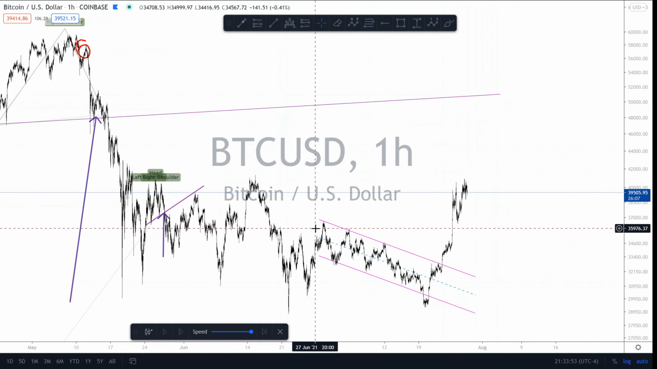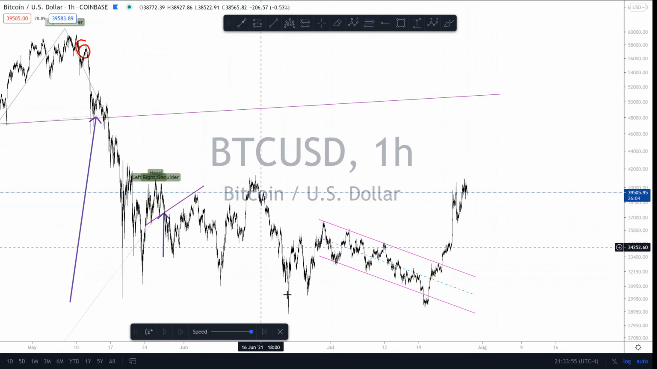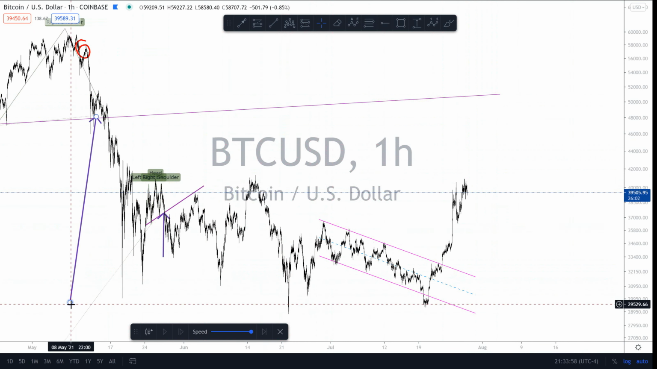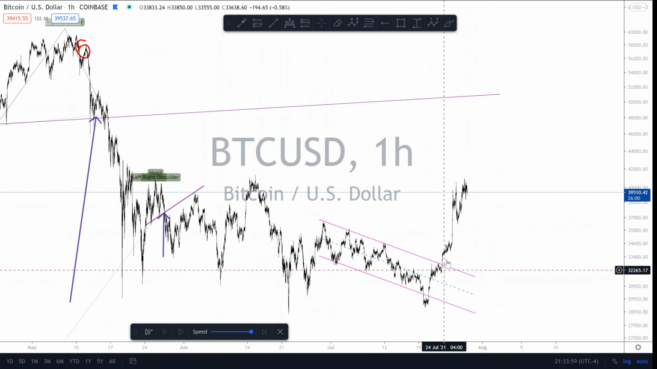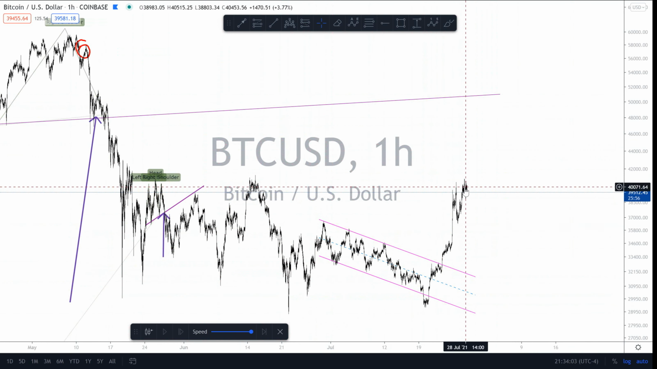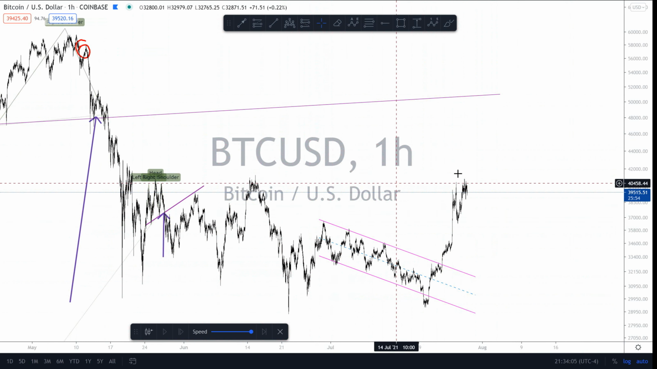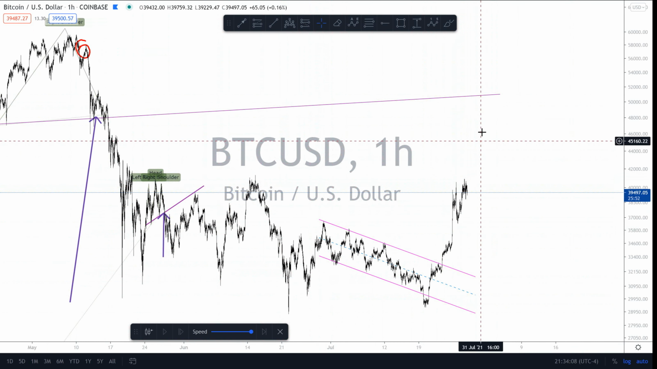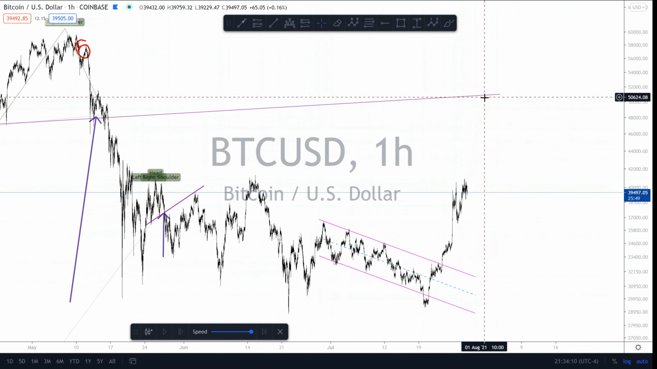So as you can see, Bitcoin did create a low point, which I also did mention, but as you can see, we are now creating higher low points with respect to the previous one. We are now creating higher highs with respect to previous high points. So most definitely it seems like we're about to get to our target area.